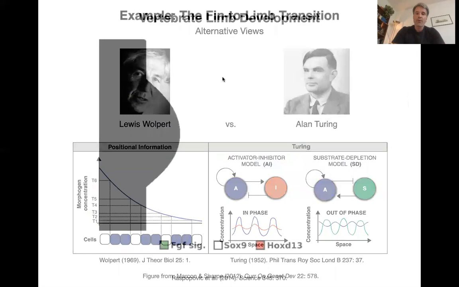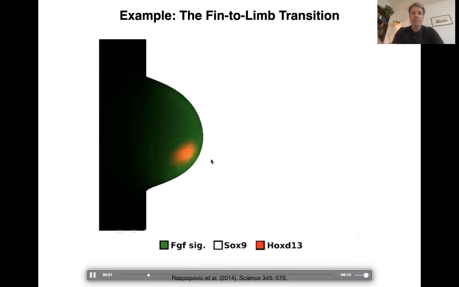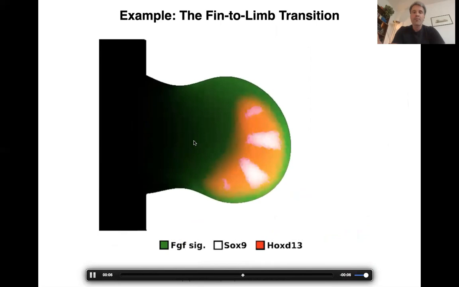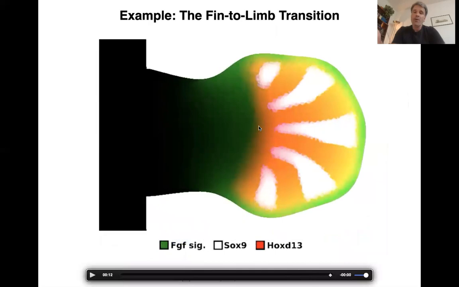So what I'm showing you here very briefly is a movie of a simulation from James Sharp's lab in Barcelona, where you can see how the limb is growing and you get the formation of the digits here. And what's important here is that you have an underlying Turing-like stripe generator that is coupled to this gradient of FGF signaling here in green.